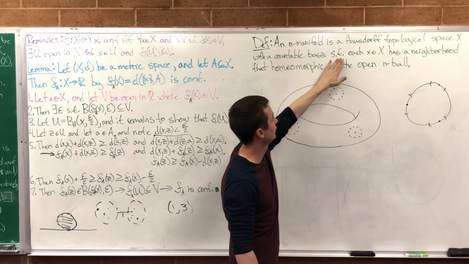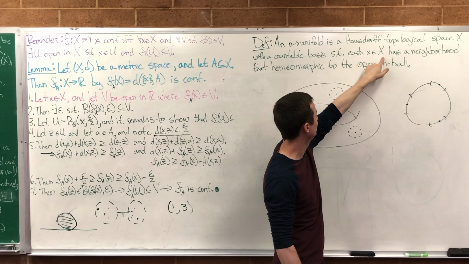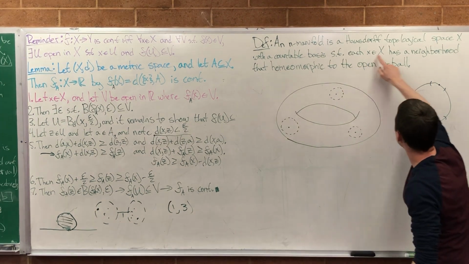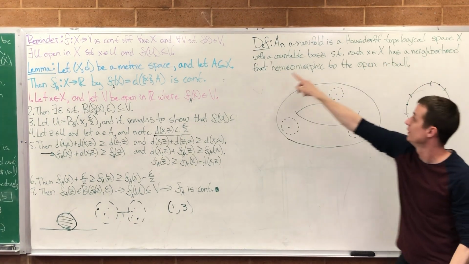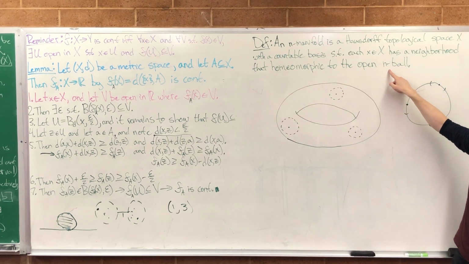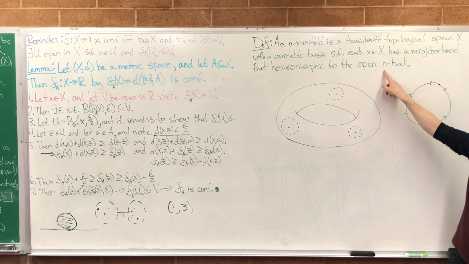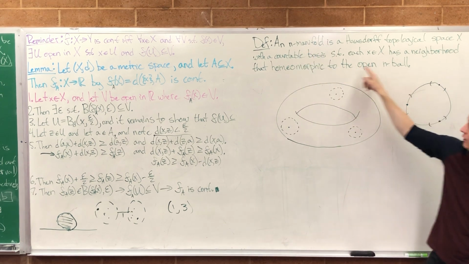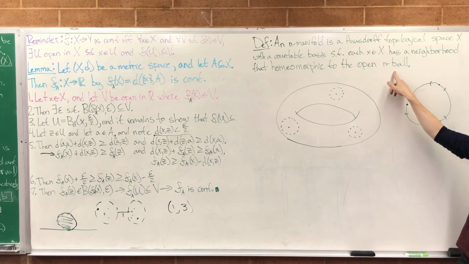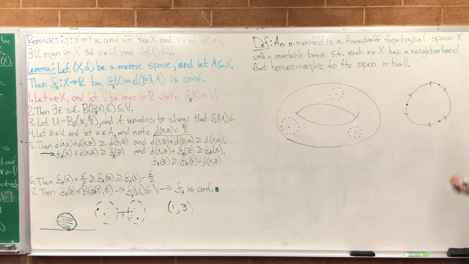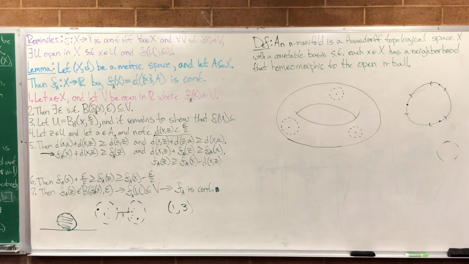With a countable basis such that each little x in our topology has a neighborhood that is homeomorphic to an open n ball. This n and this n are the same thing. And an n ball is exactly what you think. What's a 1 ball? It's just an open interval. What's a 2 ball? It's just an open disk in R2. What's a 3 ball? A sphere. An open 3 ball doesn't include its boundary, but all the points inside. Okay, so that's what it's saying.